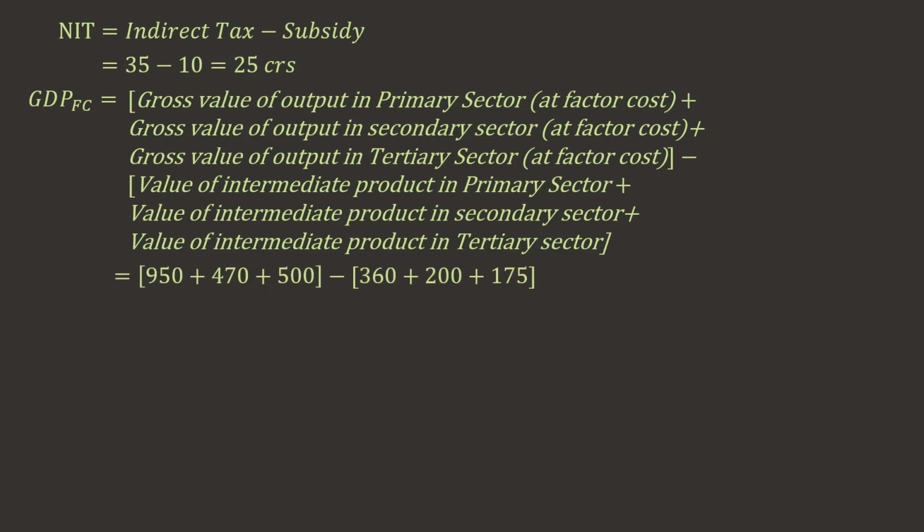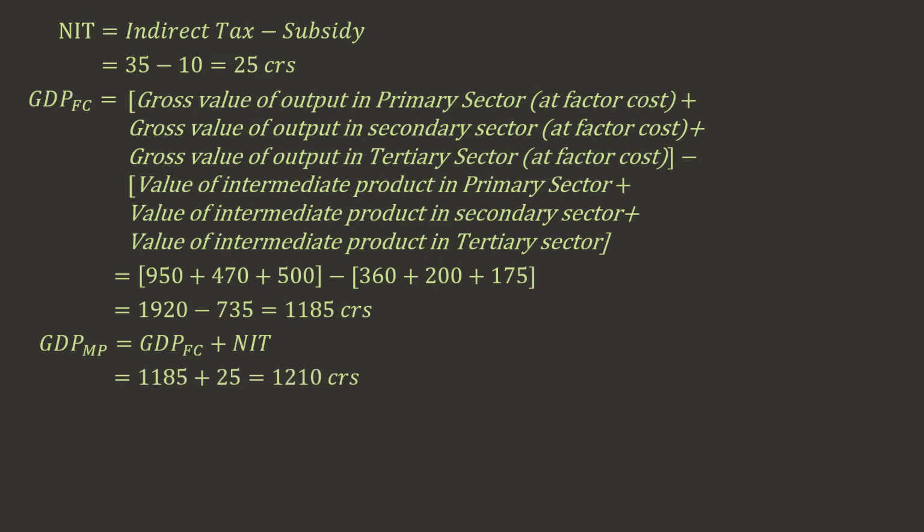950 plus 470 plus 500 minus 360 plus 200 plus 175. On simplifying, we get 1920 minus 735, 1185 crores. GDP at market price equals GDP at factor cost plus NIT. 1185 plus 25, 1210 crores.